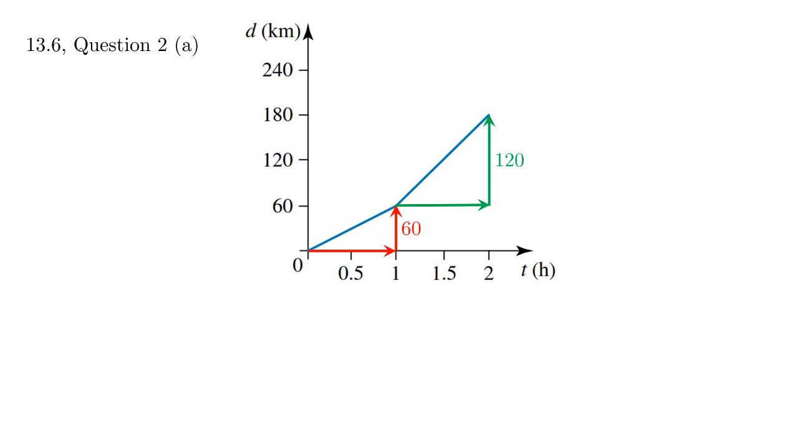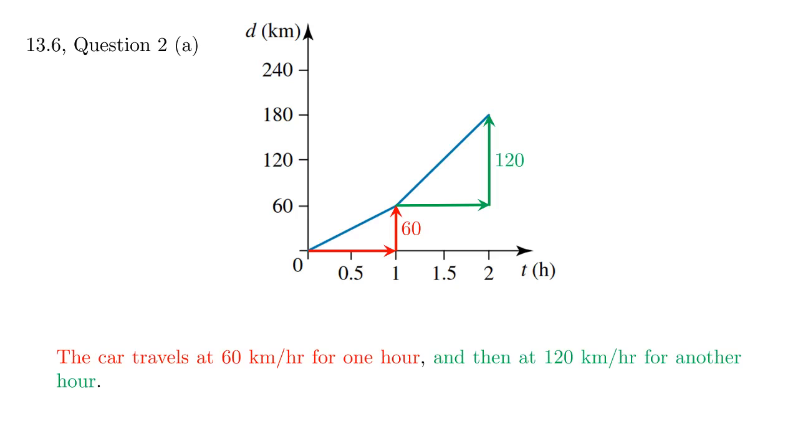So the way we can phrase our answer is something like this: the car travels at 60 k's an hour for 1 hour, and then at 120 k's an hour for another hour. So that's 2 hours, 180 kilometers in total, but that's how it's broken up. You're comparing distance traveled with time taken, dividing them. It's a normal gradient calculation, but that gives you the speed.